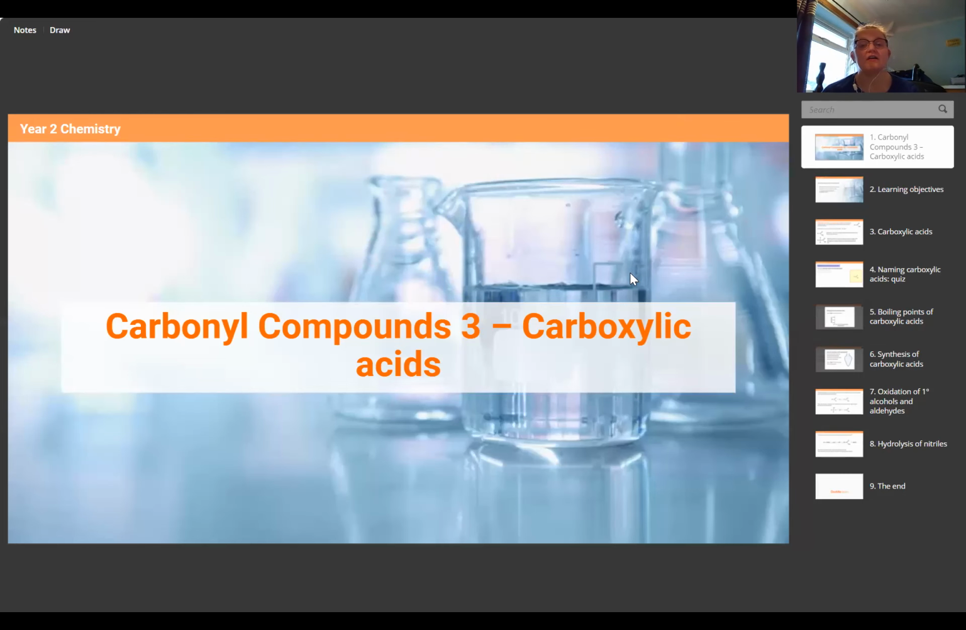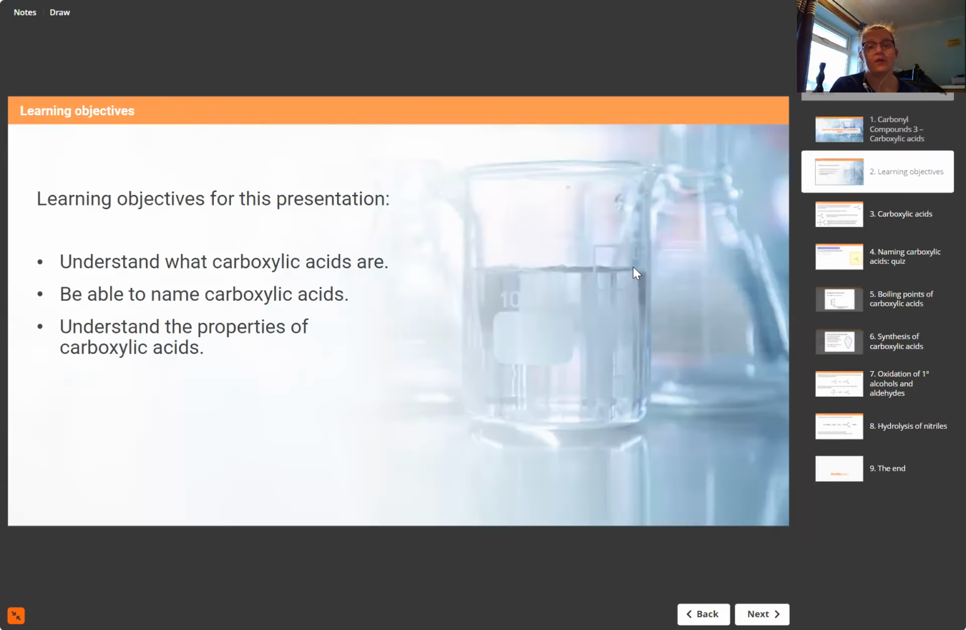Okay, we're going to quickly look at carboxylic acids. I know we have covered these again in the past, so this will be a quick overview, but we do have to recover it again when we're looking at carbonyl groups. So carboxylic acids, we're going to have a look at what they are, how to name them, and the properties.